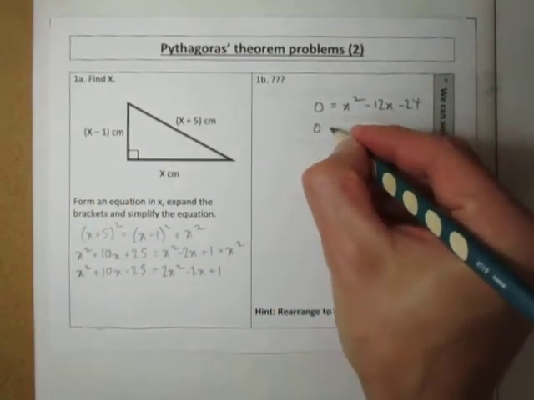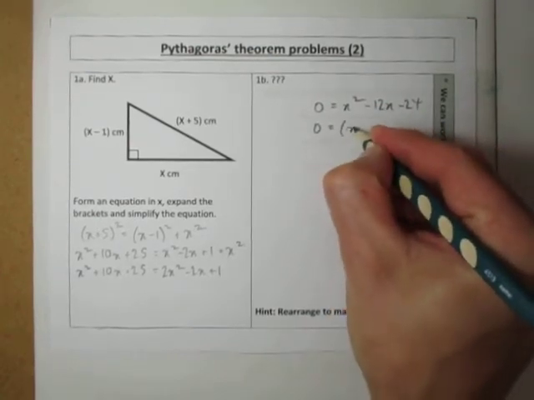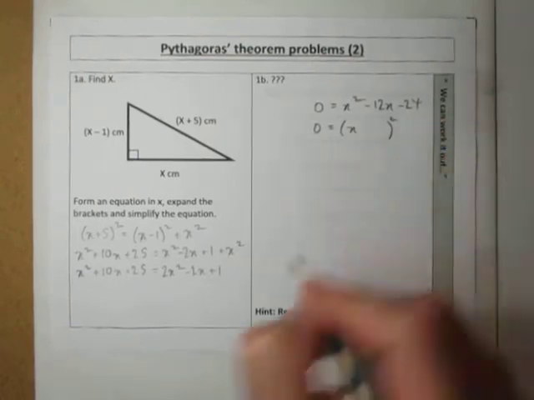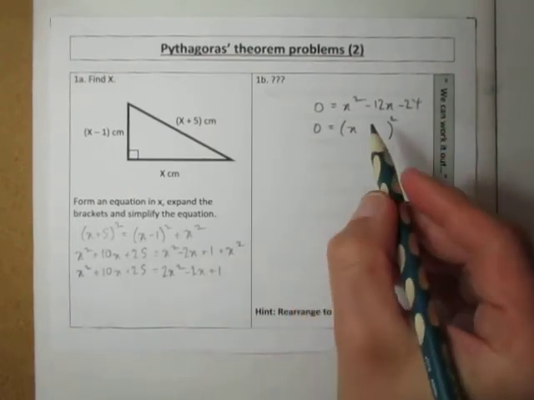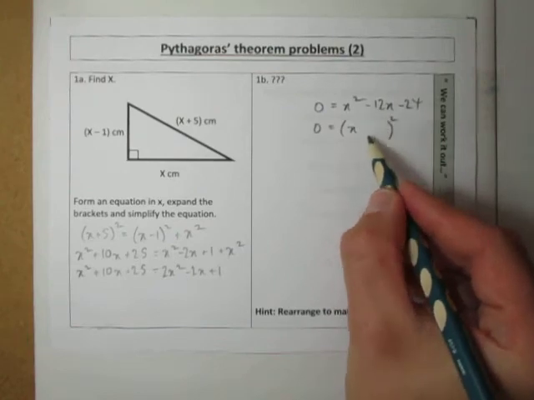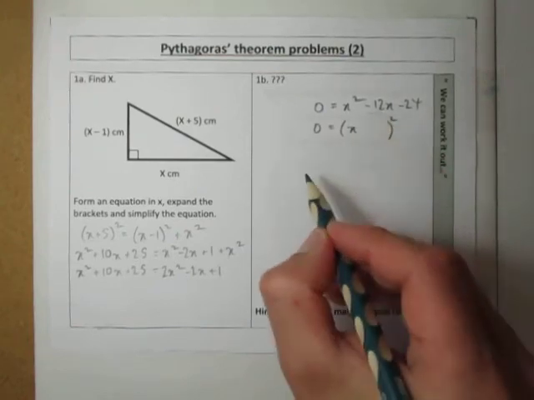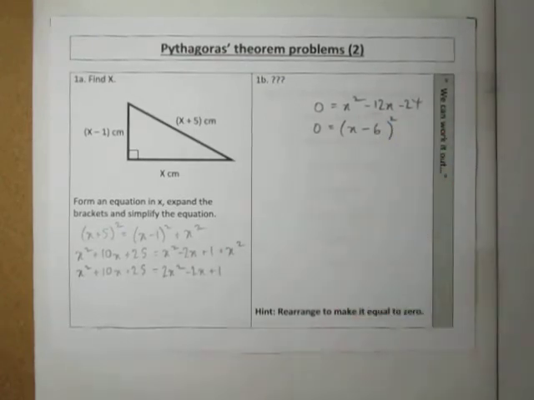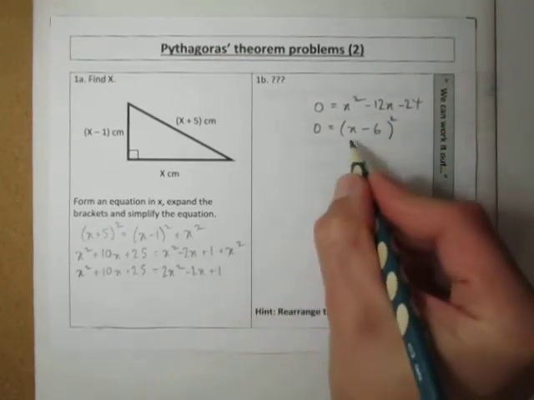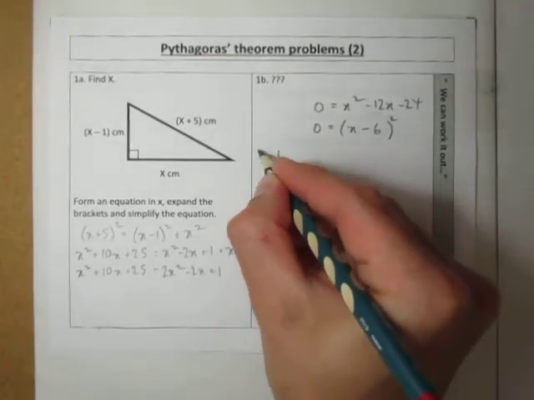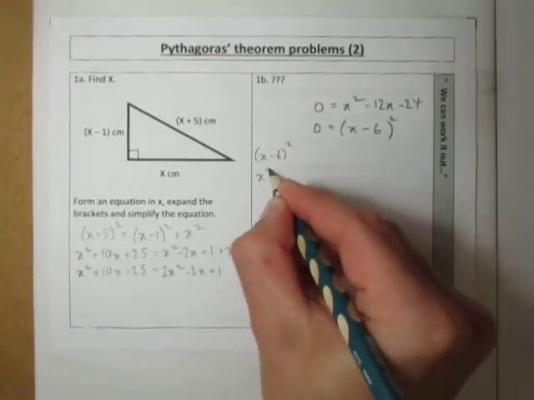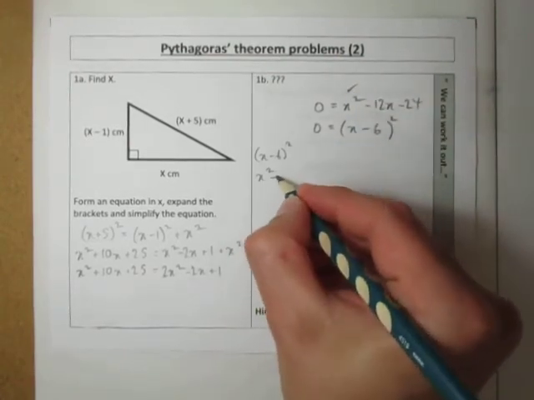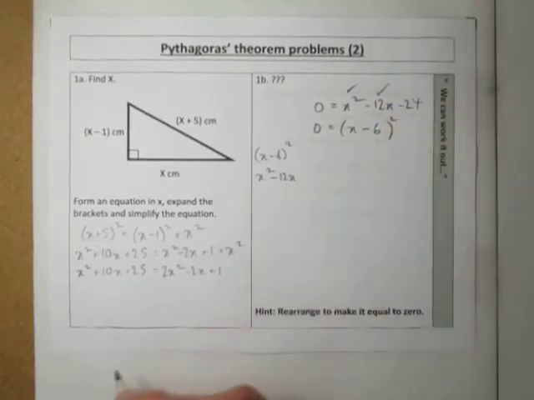Okay, so completing the square, the technique is we want to put this into a bracket that looks something like that. Well, I know that in that bracket I need to half the coefficient in front of the x, which gives me minus 6. And if I expand these brackets now, x minus 6 squared, that gives me the x squared, which I've got already. It gives me minus 6x and minus 6x, which gives me minus 12x, which I have got.